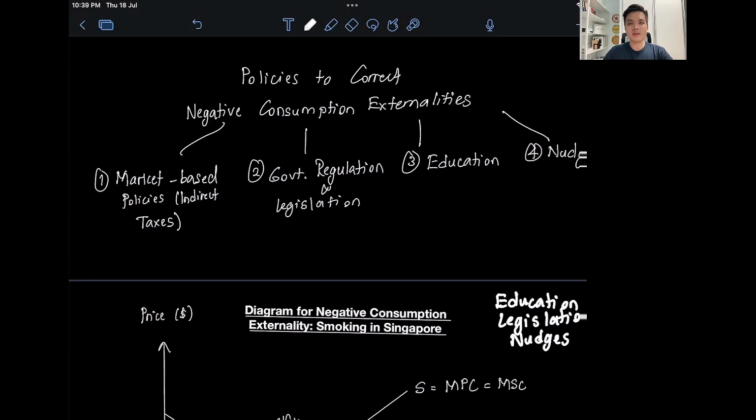Hey friends, in the previous video, we shared how smoking is a negative consumption externality in that it results in harmful health effects on non-smokers who are not involved in the decision to smoke. In this video, we cover ways to address or reduce negative consumption externalities. So let's continue to use the example of smoking in Singapore and learn what Singapore is doing about smoking.